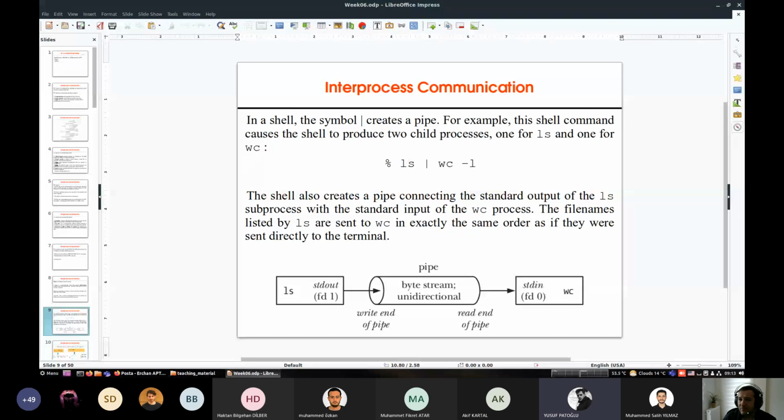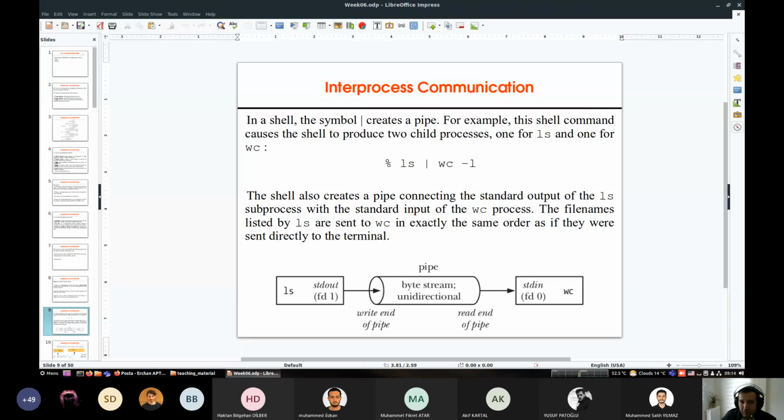I think it's word count. Yes. So it counts the words. But there is also an L there. I'm not sure about that. So if you use L, in this case, it should be counting the lines.